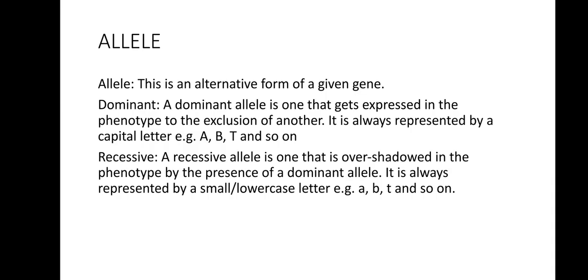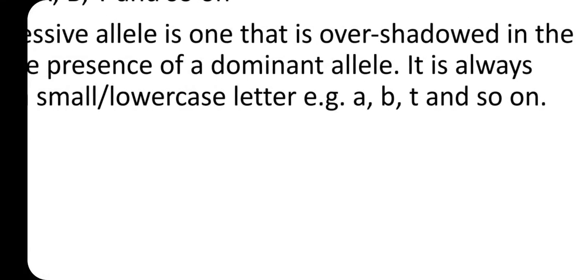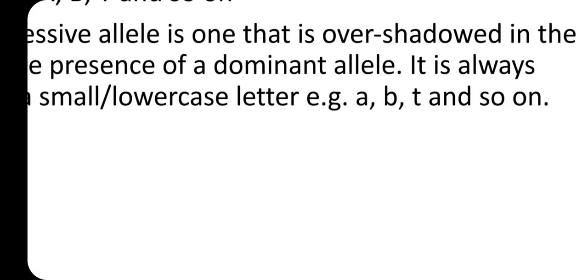So if an allele is dominant, it will be expressed outside in the phenotype. That's what we're going to see outside. But if it's recessive and it's in the presence of a dominant allele, it won't be expressed. So for example, let capital letter T represent tallness, and small letter t represent shortness.